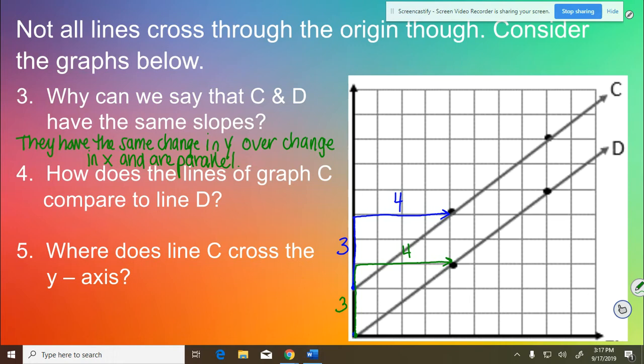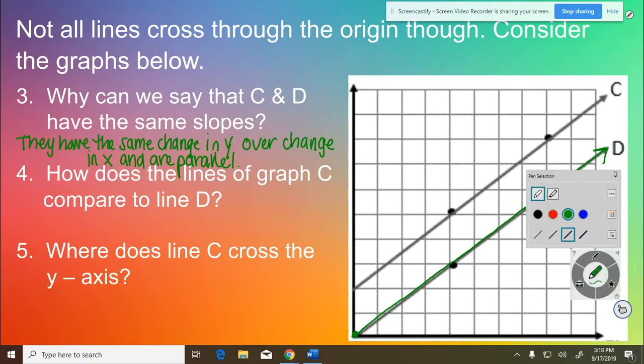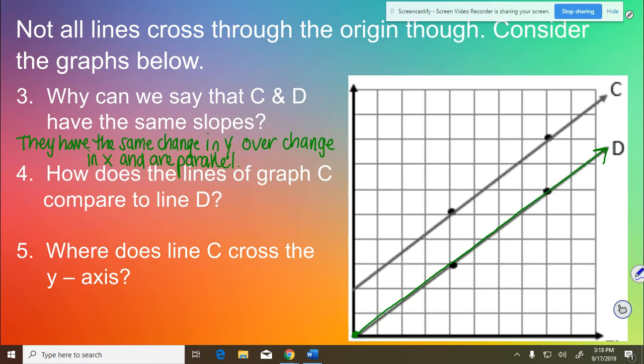How does the line of graph C compare to the line D? So now if we're looking at C and D, D is this first one right here, and it crosses through the origin, where C is up a little bit higher. So C starts here and goes up. It has the same slope, but starts a little higher. So again, how does the line of graph C compare to D? We could say that C is 2 units higher than D.